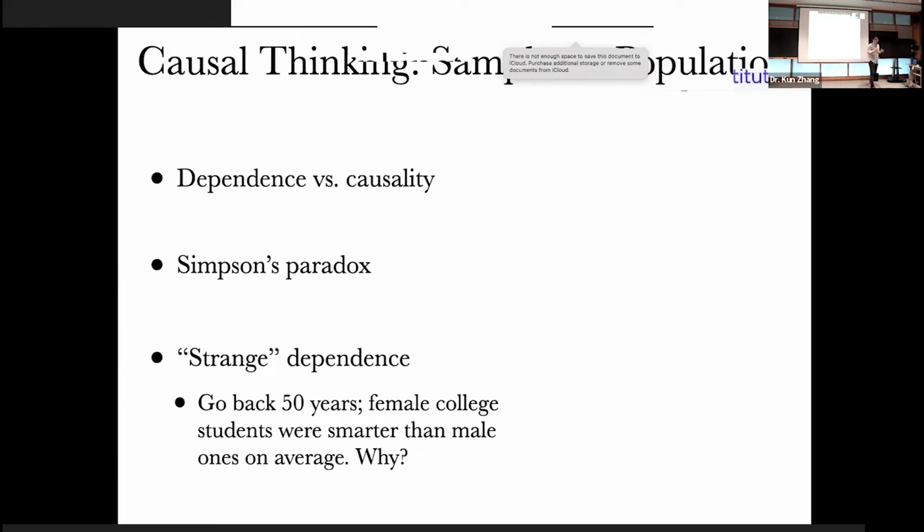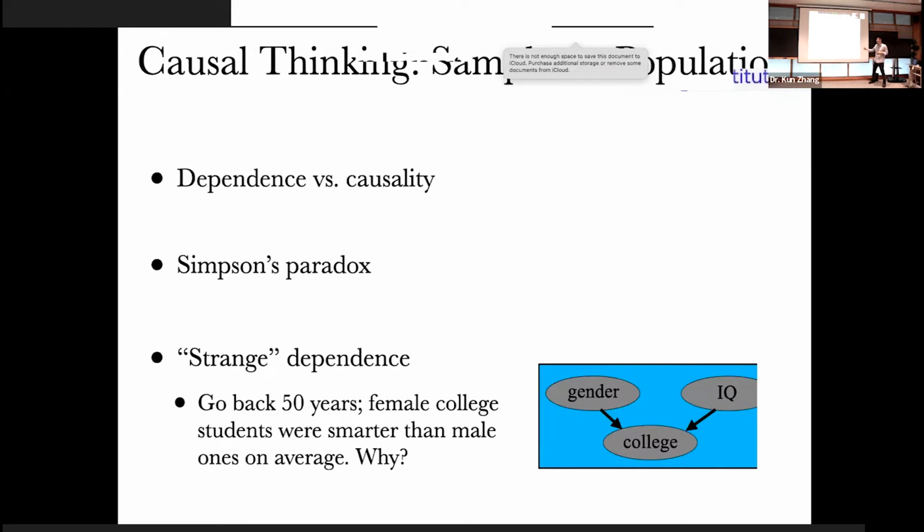The last example is about some kind of strange dependence in the data. If you go 50 years back in the States, you'd find that the female students were smarter than male students on average. Why? We believe that females and males are almost equally smart in the whole population. This is another problem known as selection. At this moment, both gender and IQ were causes of being admitted to college. As a consequence, although they were independent, given the consequence they become dependent. You can think of this one as X, this one as Y, and this as X plus Y, the consequence. Given X plus Y, clearly X and Y will be perfectly related.